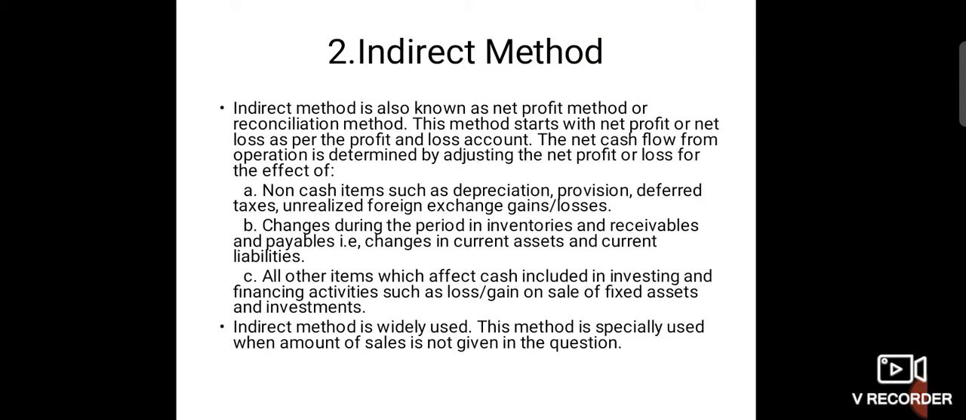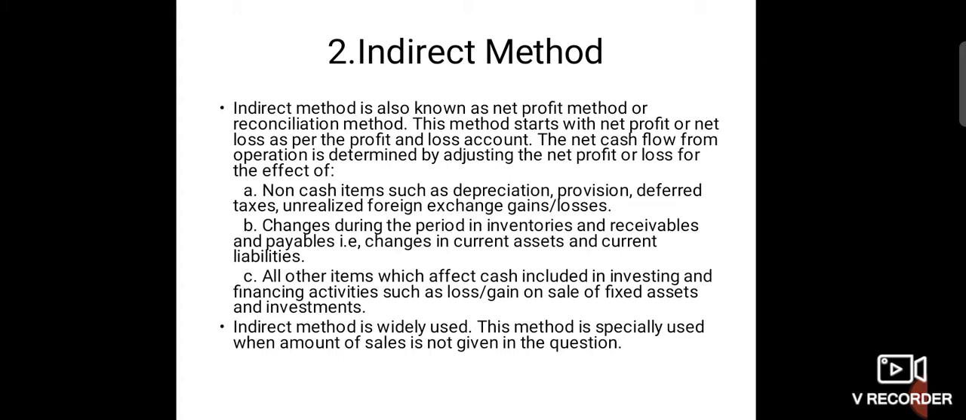Indirect method is also known as the net profit method or a reconciliation method. This method starts with net profit or net loss as per the profit and loss account. Under the indirect method, the format will start with net profit or loss as per the profit and loss account. The net cash flow from operation is determined by adjusting the net profit or loss for the effect of certain items. First we'll write the net profit or net loss as per the P&L account, and from there we'll start a reverse working.